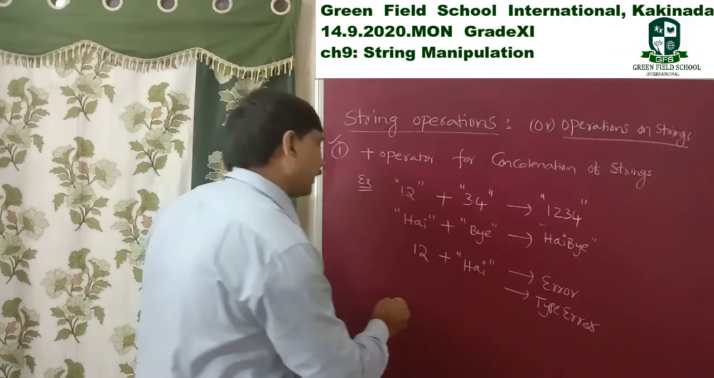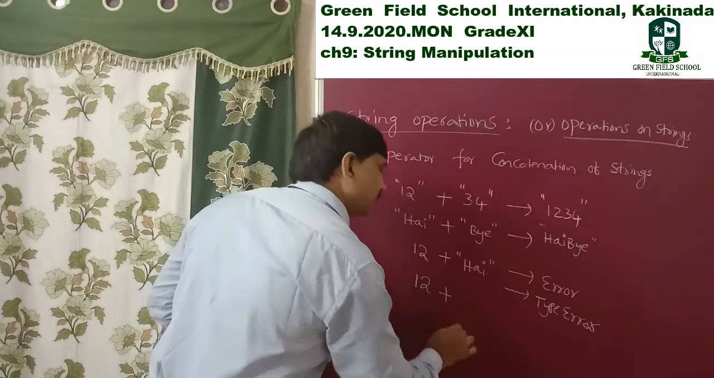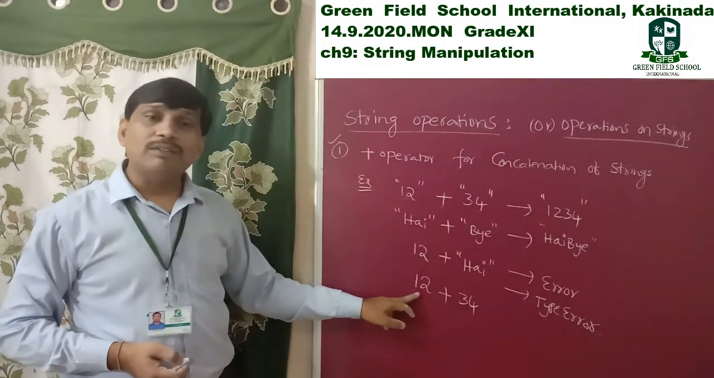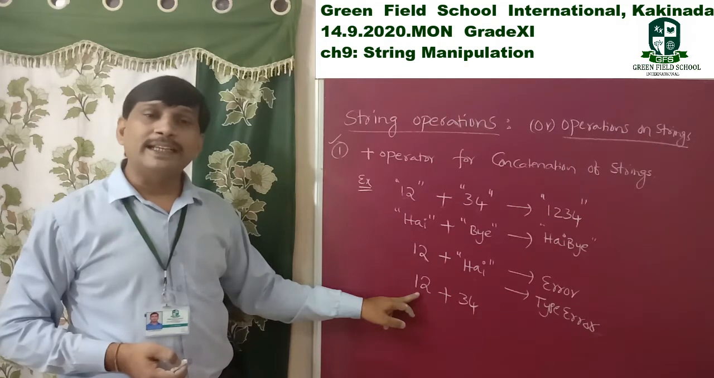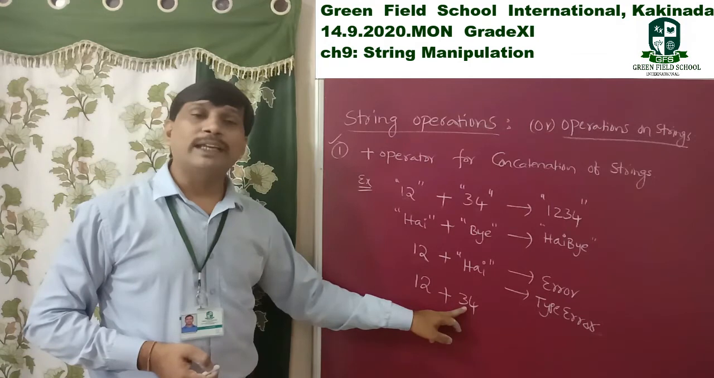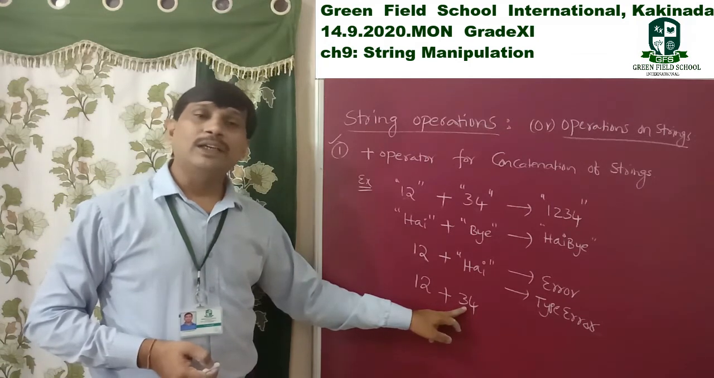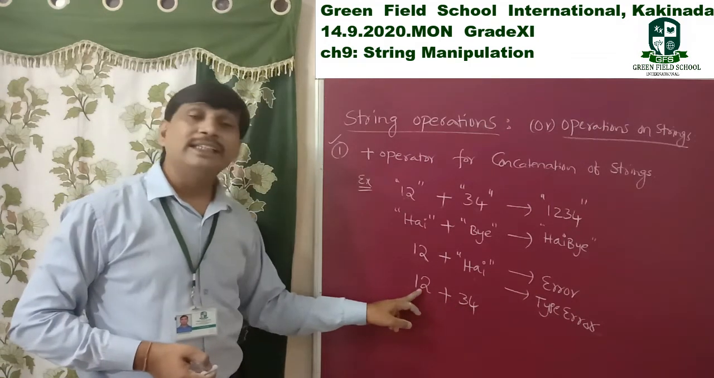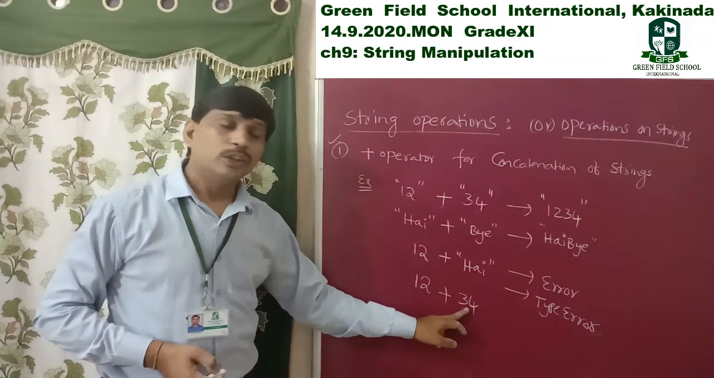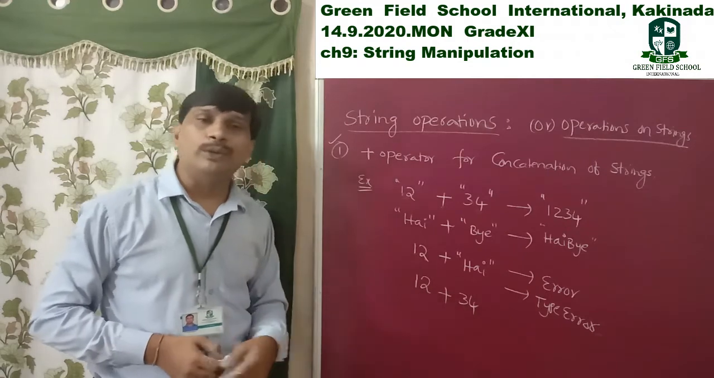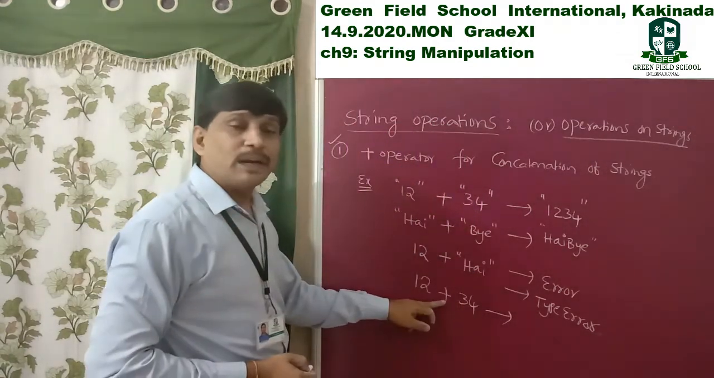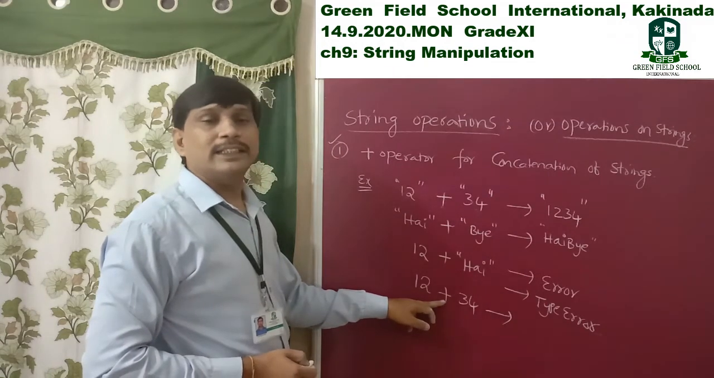Okay, let's consider one more example. 12 plus 34. See, here I am not placing 12 in single quotes or double quotes. Here also 34 is not in single or double quotes. That's why it is an integer value. This one is also an integer value. So both are integer values. Then it displays. Here it is acting as a plus operator. It is not a concatenation operator.